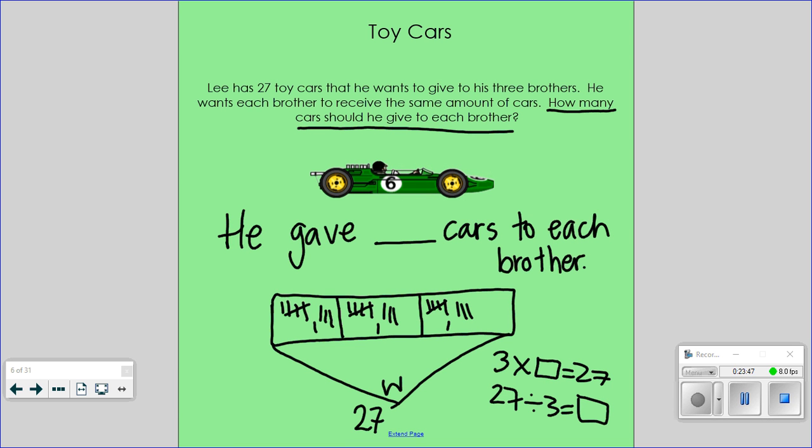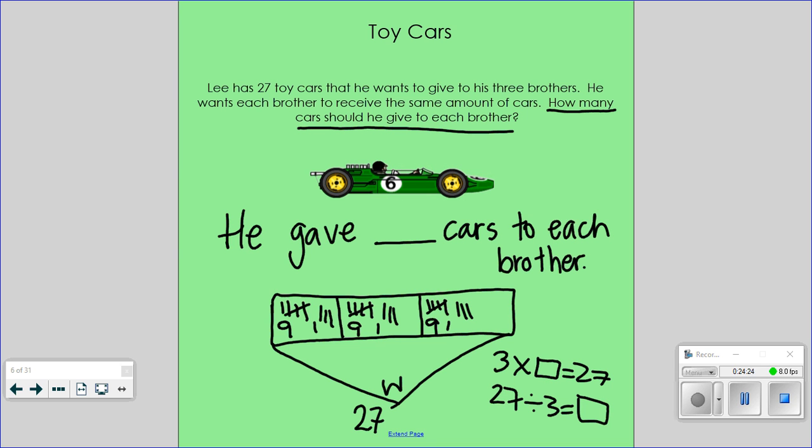How many cards did 1 brother get? So if I just look at 1 box, how many cards did 1 brother receive? Right? 8. Not 8. Count again. Gavin? 9. This guy received 9. This guy received 9. And this guy received 9. They all received 9. Division is very fair that way. I like division.